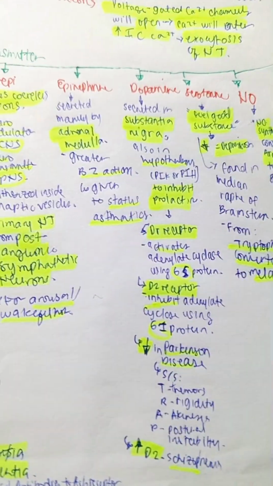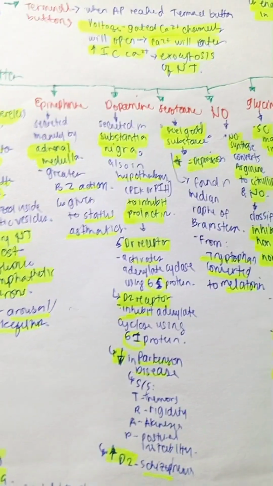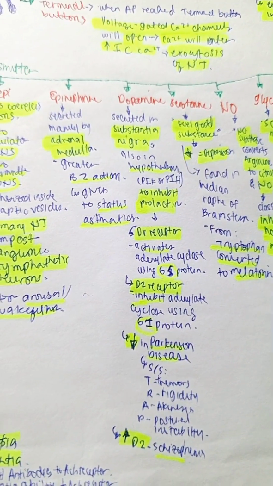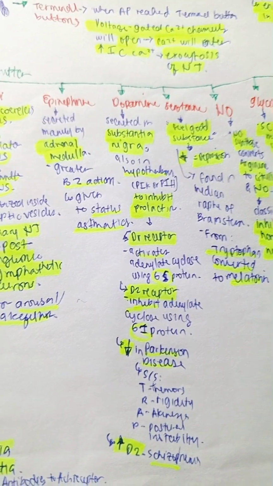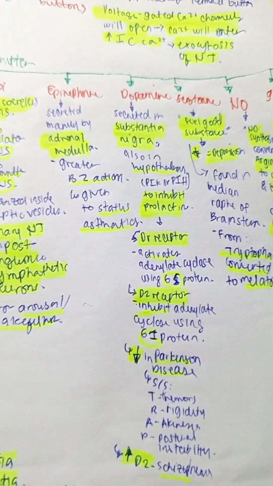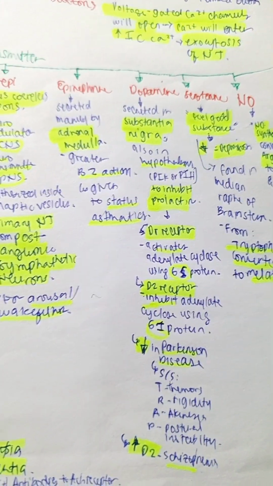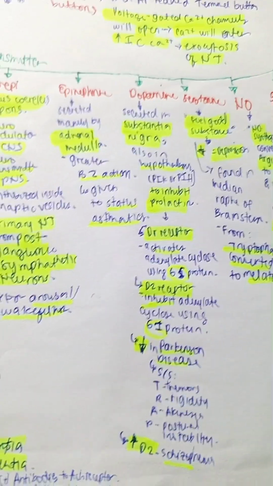And there are two receptors of dopamine, the D1 receptor and the D2 receptor. For the D1 receptor, it activates the adenylate cyclase using the Gs protein. The Gs protein activates the adenylate cyclase. So that's by the D1 receptor.